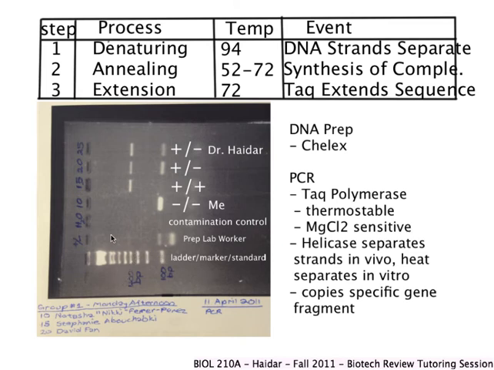So we have our ladder. We have a prep lab worker who volunteered their DNA over here. A contamination control, which was just H2O or water, and there should be no bands here, which shows that we had no contamination. Me personally, I have ALU on none of my chromosomes, so I have a negative here. This person here, Stephanie, she had it on both of her chromosomes, so she showed one band here.